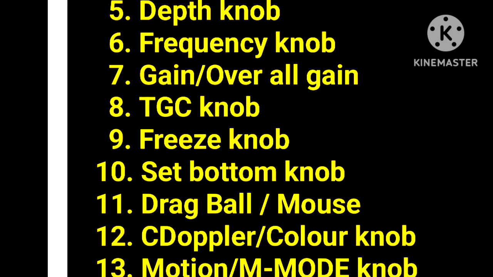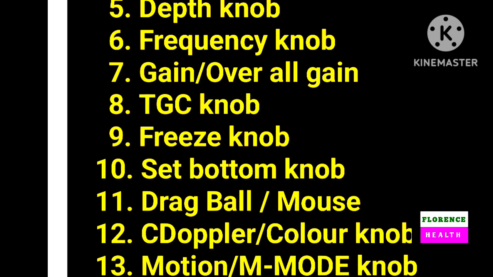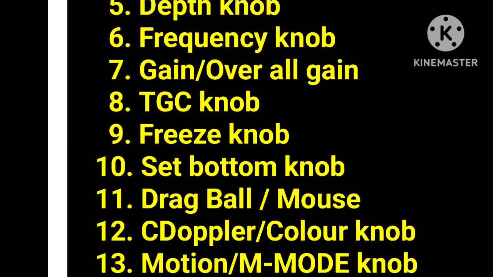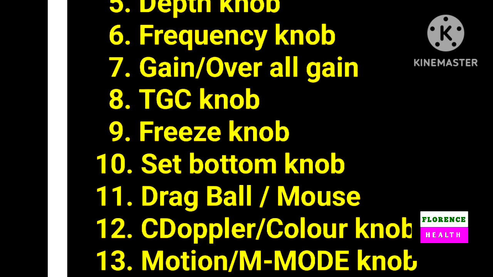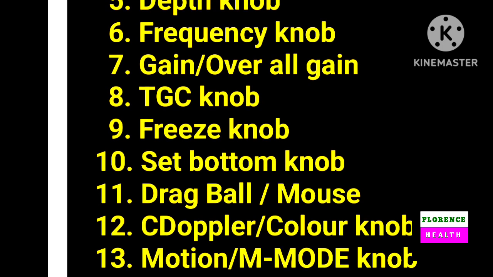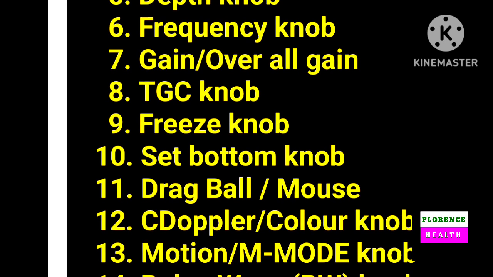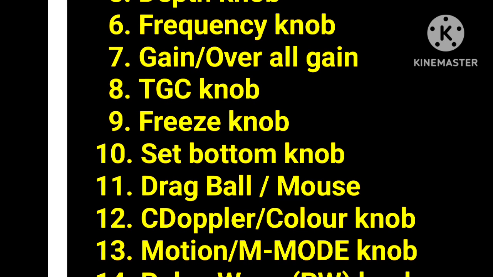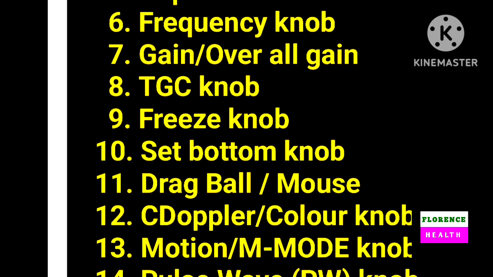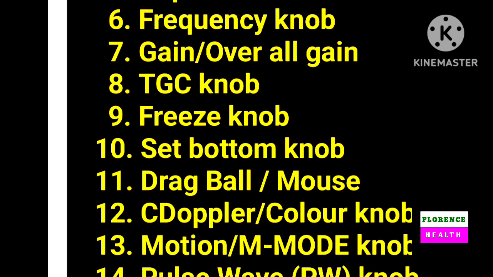Another knob is M mode knob or motion mode knob. By using this knob, you can calculate fetal heart rate. By pressing the knob, an indicator will appear. You should put the indicator on the fetal heart and you can calculate the fetal heart rate.